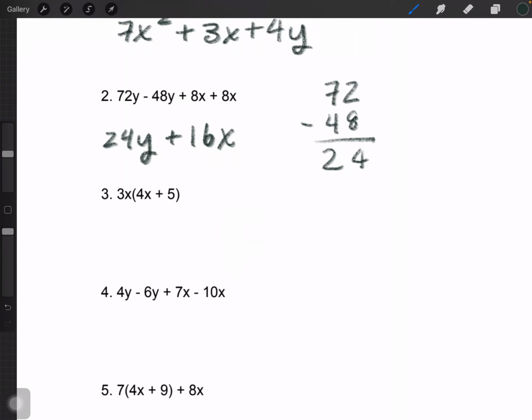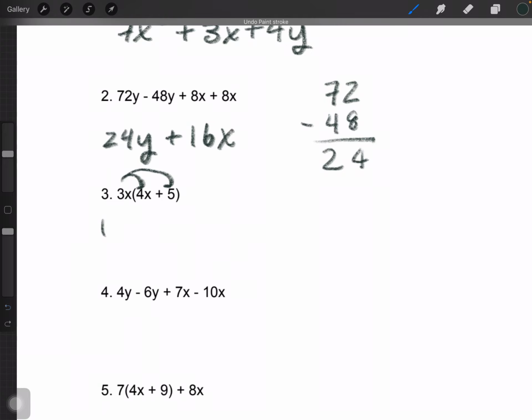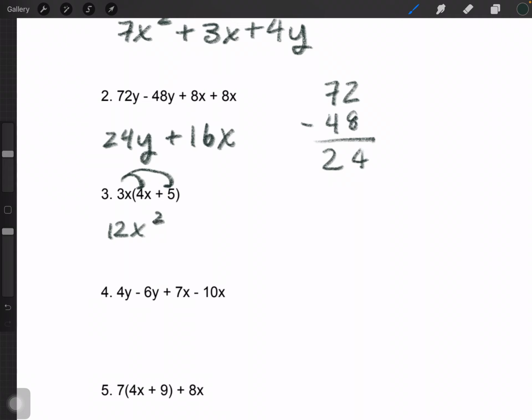Now this one requires a little bit of the distributive property, which, if you have not learned yet, is where you take this term on the outside and multiply it to each of the terms on the inside. You distribute it to each term on the inside. So 3x times 4x gives us 12 times x, otherwise known as 12x squared. And 3x times 5, well, the 5 gets multiplied by the 3 to make 15x, and it is a positive term, so this will be your answer.